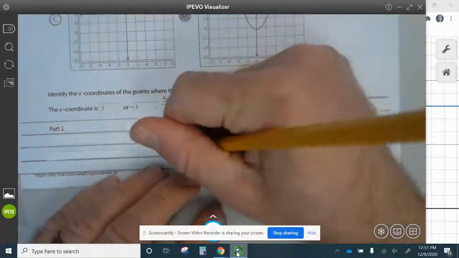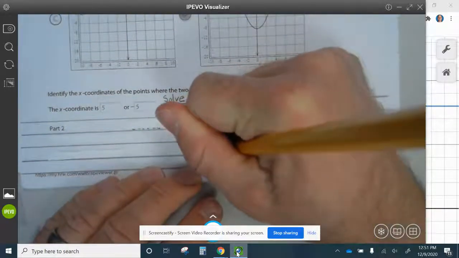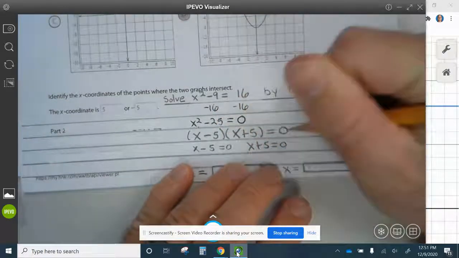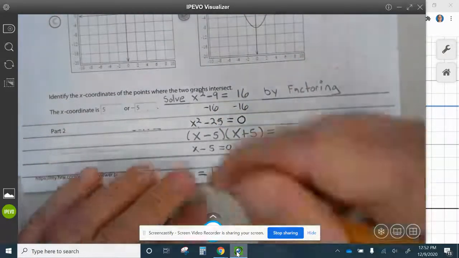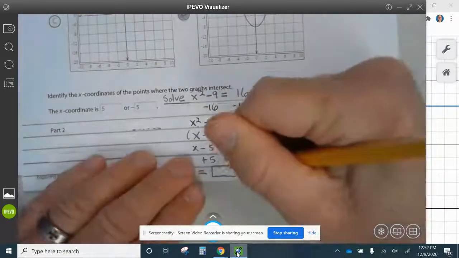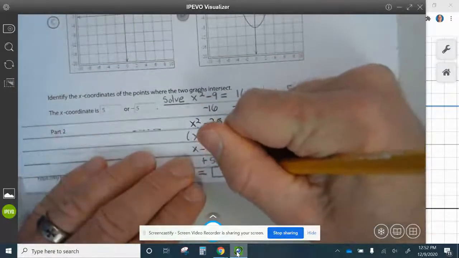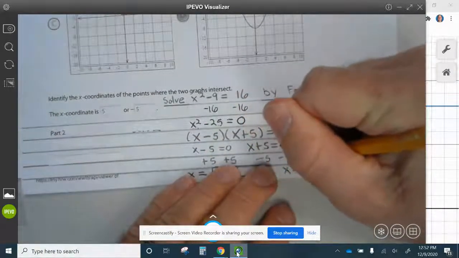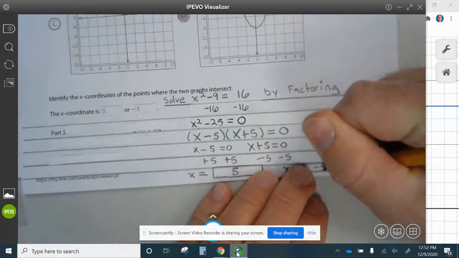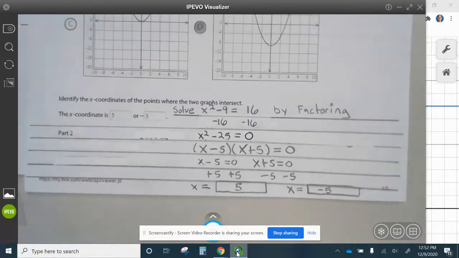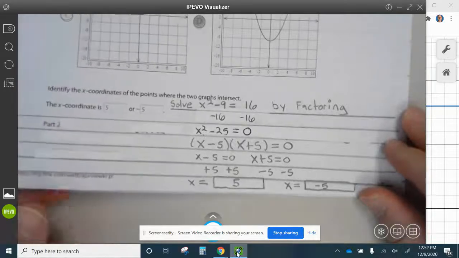Okay, so we have x minus 5 equal to 0, x plus 5 equal to 0. Here we're going to add 5 to both sides, so x equals 5. And we're going to subtract 5 from both sides, so x equals negative 5. Okay, all right, let's go and take a look at part 3.